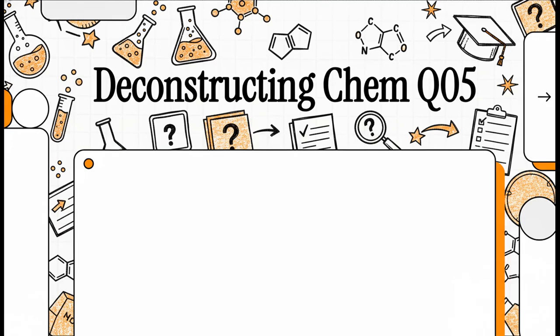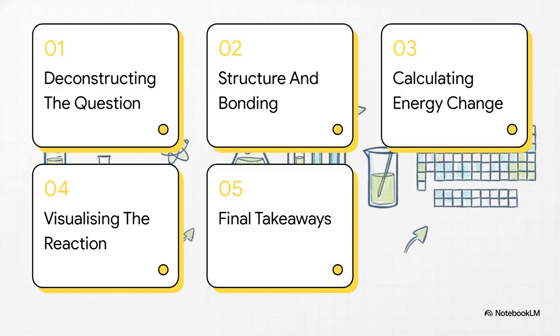Have you ever looked at an exam paper and wondered, what are they actually looking for here? Well, today we're going to find out. We are taking a real GCSE chemistry question and we are going to deconstruct it piece by piece using the official mark scheme to see exactly how you earn every single mark. So let's dive in.